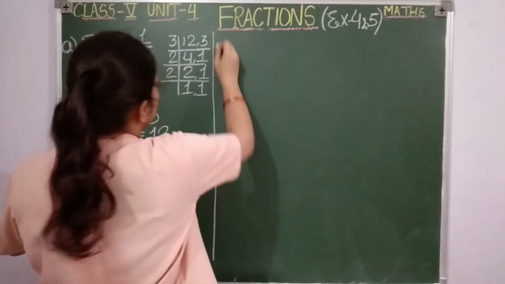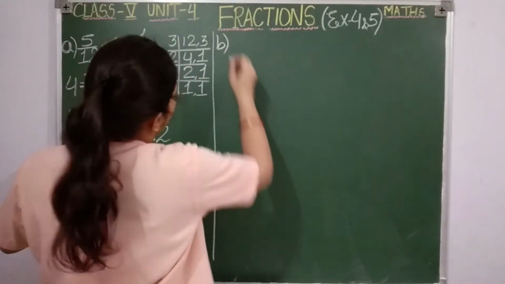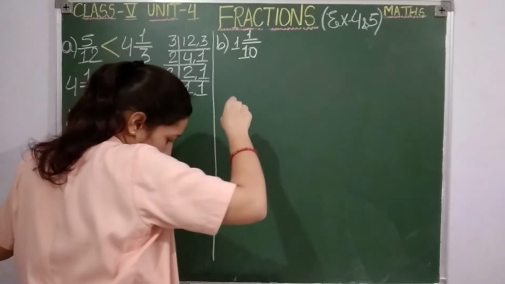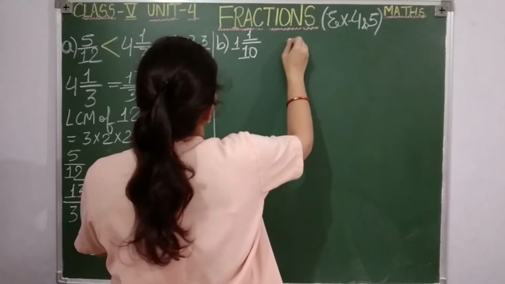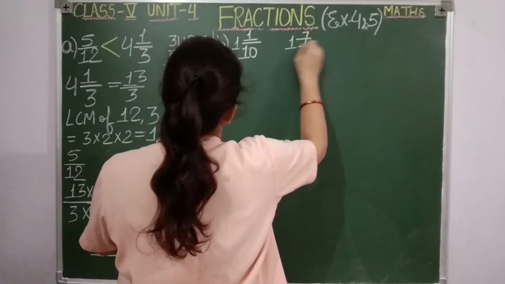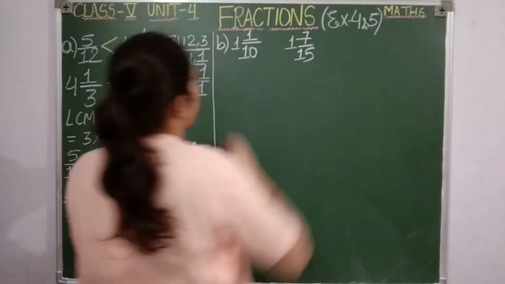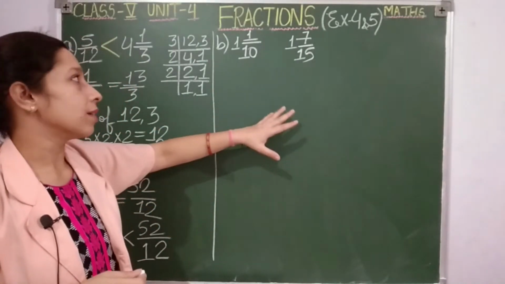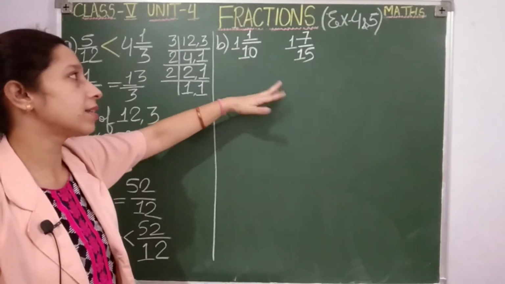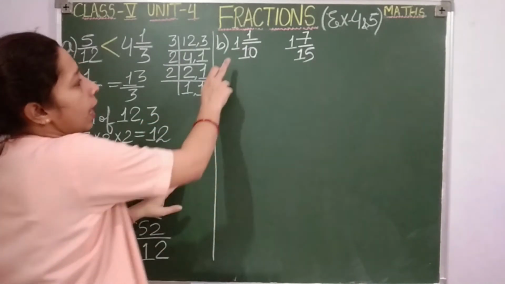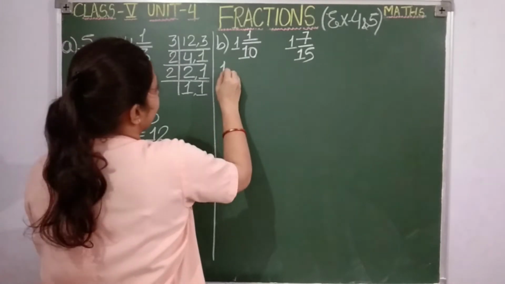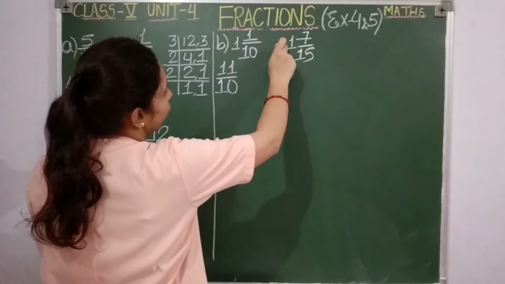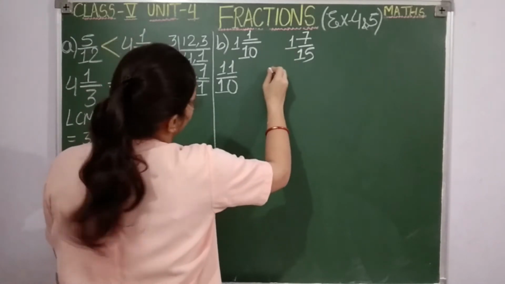Point number B. 1 whole 1 by 10, then 1 whole 7 by 15. So students, what are your denominators? 10 and 15. You have to convert them into the same denominator. Okay, but first of all, the mixed fractions are converted into improper fractions. 10 ones are 10, 10 plus 1, 11. So 11 by 10. Then for this, 15 ones are 15, 15 plus 7, 23.